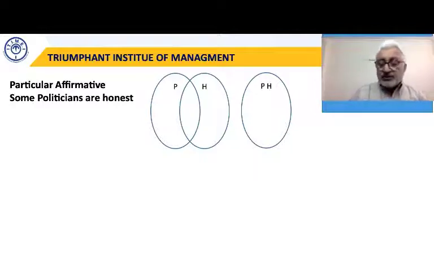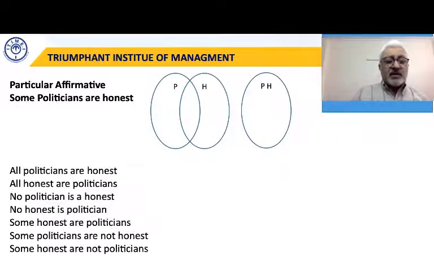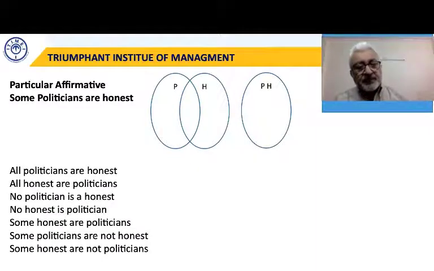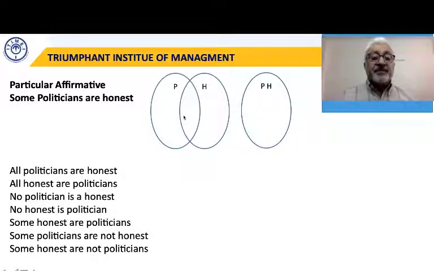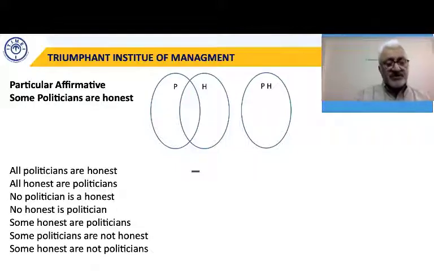All right. Having understood these two diagrams, both represent some politicians are honest, both are true in their own way. Now, it says all politicians are honest. Is the first diagram representing all politicians are honest? No, it only talks about some. Therefore, it is not true here. Is this true here? Yes. Therefore, our answer cannot be certainly true or certainly false. It has to be possibly true.